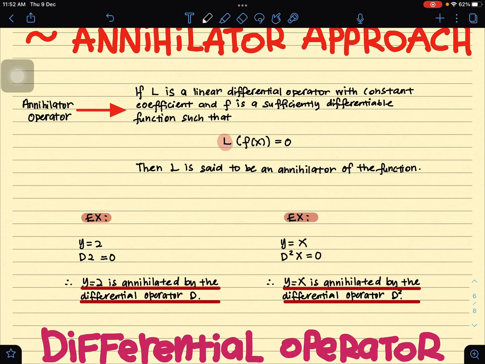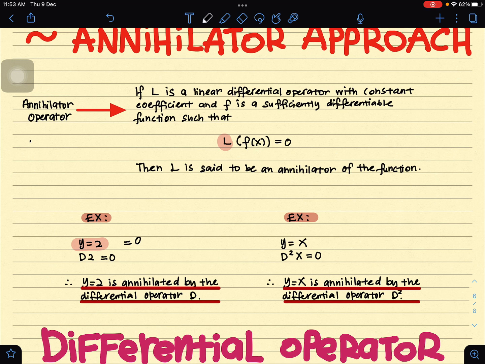Okay, so you want to know what is the differential operator that annihilates y equal to 2. What does annihilates mean? An annihilator operator will transform the function to become 0.